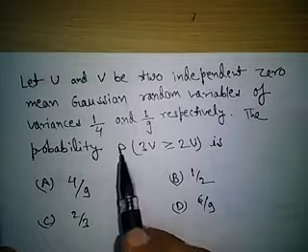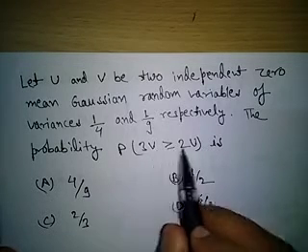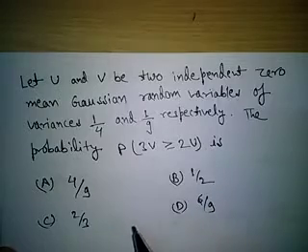The probability that 3V is greater or equal to 2U is what? Okay, these are the options.